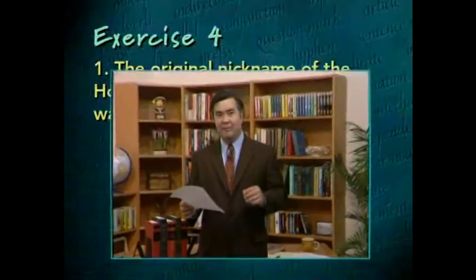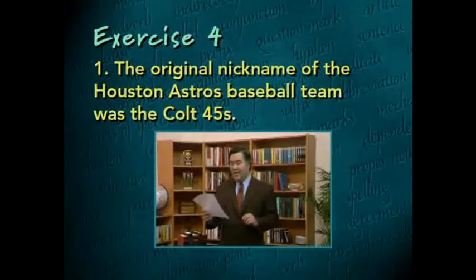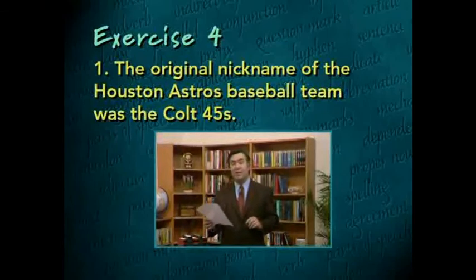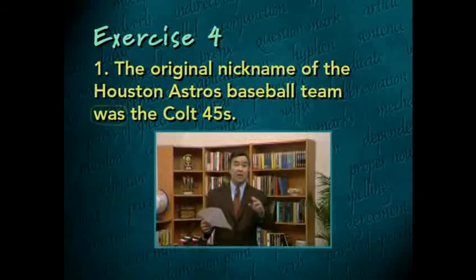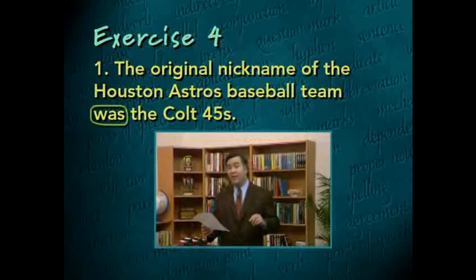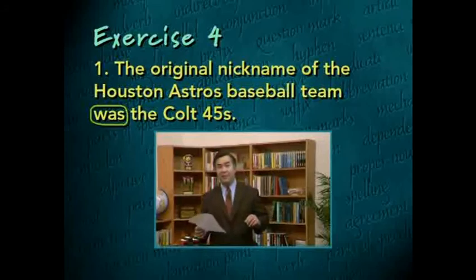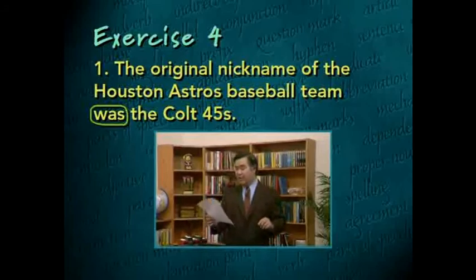In some of these sentences, but not all, there's a subject complement. Let's look at each one and see if we can locate the subject complement. First, the original nickname of the Houston Astros baseball team was the Colt 45s. First, look for the verb. The verb is was, and it is a linking verb, and that means we can probably expect to find a subject complement here. What's the subject of the linking verb was?